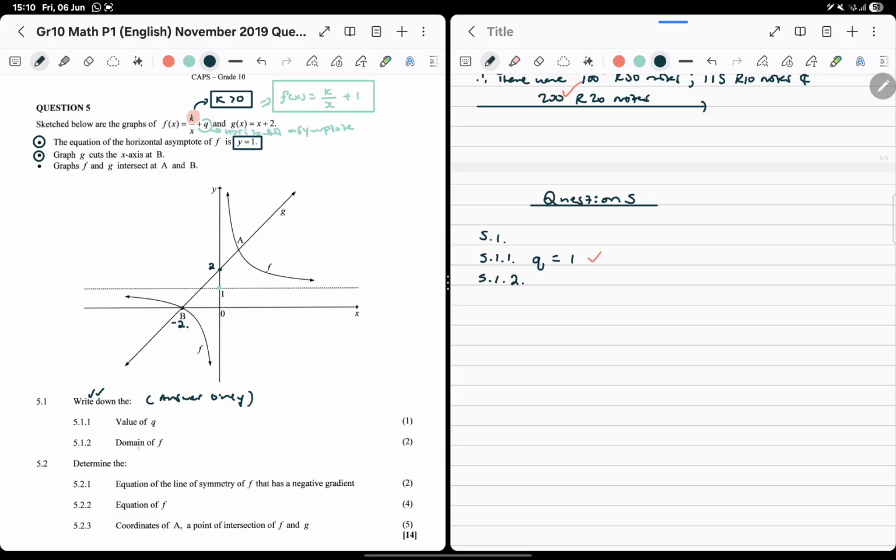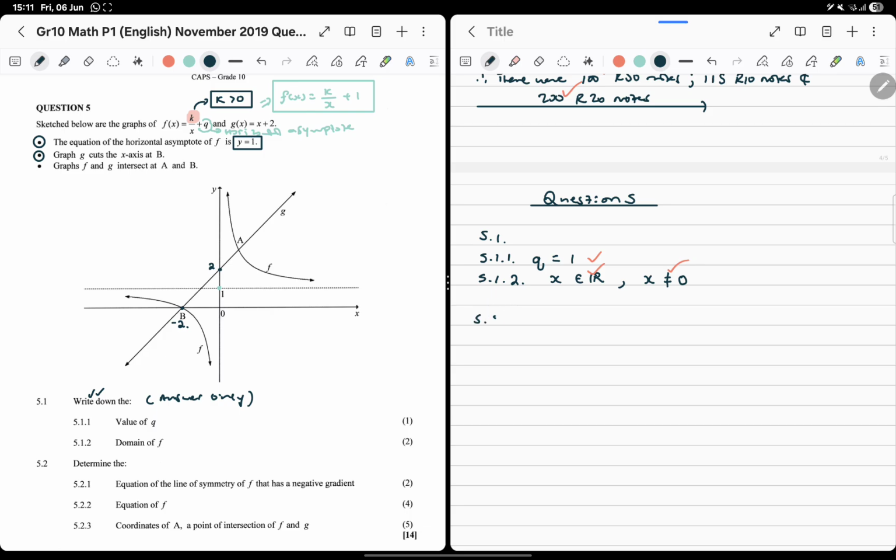5.1.2. The domain of f. f is the hyperbola. So we know that x is an element of all real numbers, but there's a restriction. x cannot be the vertical asymptote. x is not 0 because we can see the y-axis is being approached by the graph, but it never really intersects it. Great, so we get 2 marks for this domain and the restriction to it.